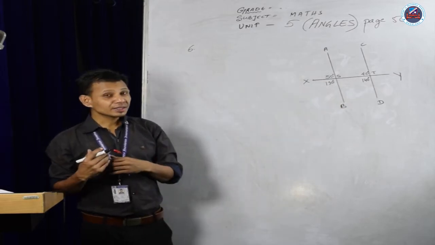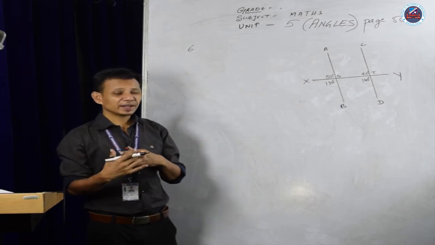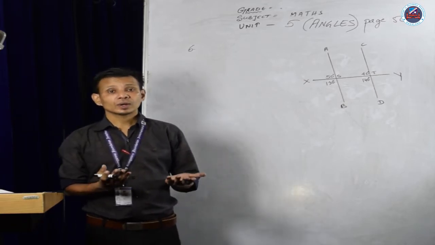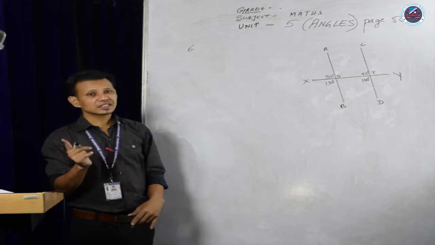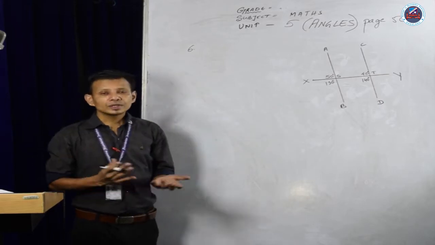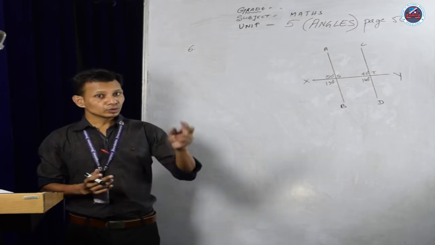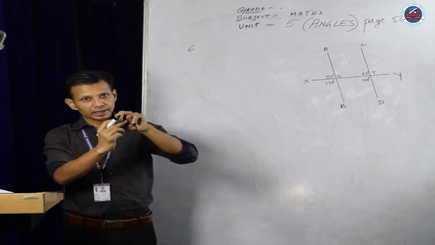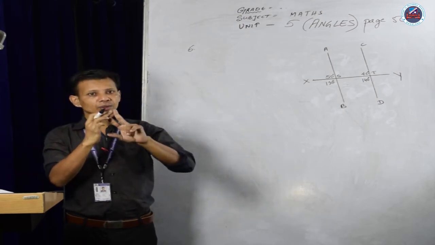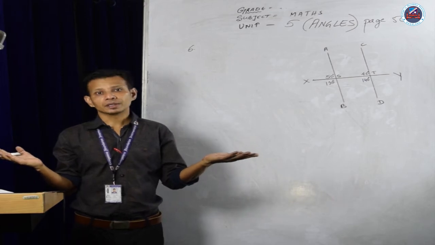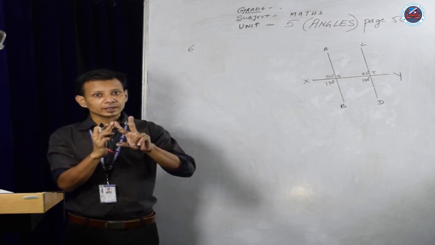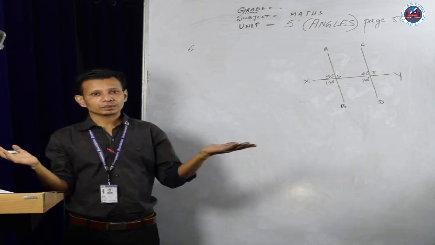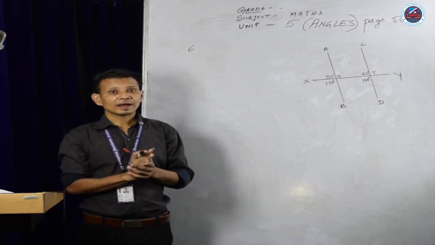So the question says, prove that or explain why AB and CD are not parallel. This is what you have to prove, that AB and CD are not parallel. Okay? So how do you know that these two lines are not parallel? You use the parallel line properties. Alternate angles must be equal, corresponding angles must be equal. If they are not equal, they are not parallel. Simple, right? If corresponding angles are not equal, they are not parallel. If alternate angles are not equal, they are not parallel. This is how you have to show.